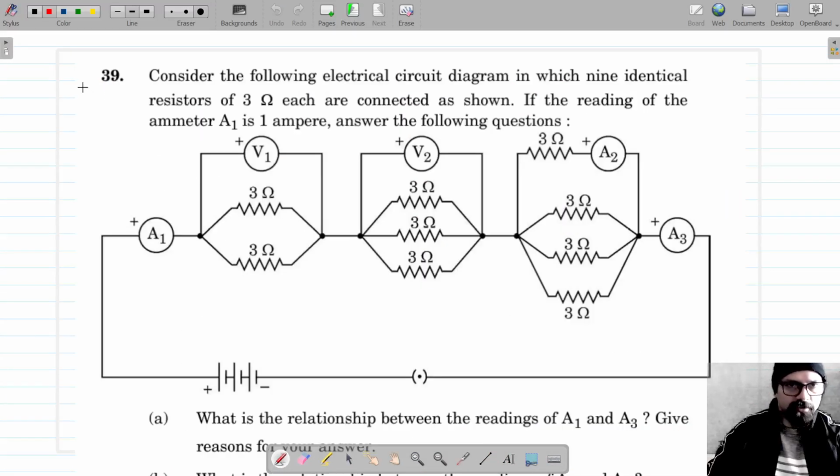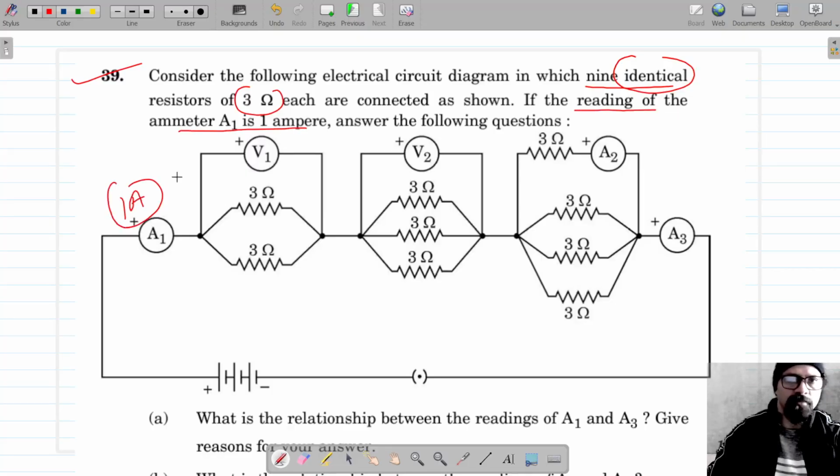Okay, for question number 39, which is the last question of this set, we have to consider the following electrical circuit diagram with identical resistors of 3 ohms each that are connected as shown in the figure. So these two are in parallel, these three are in parallel, these four are in parallel. Now, the reading of the ammeter A1 is 1 ampere. We have to answer the following questions.